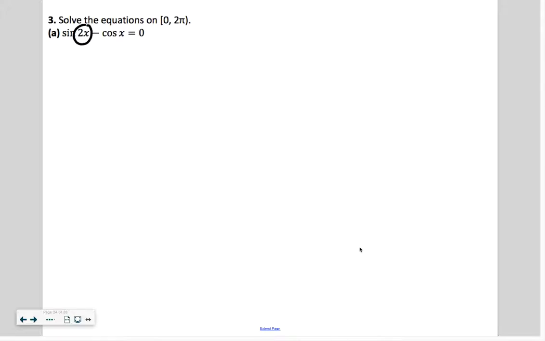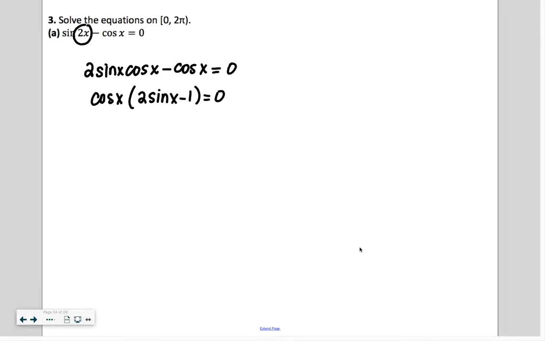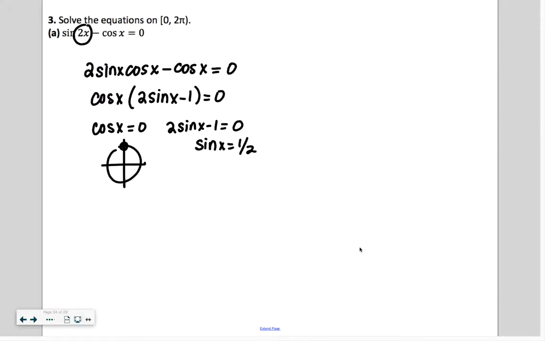Okay, so we're going to change this, sine of 2x. So it's 2 sine of x cosine of x. Right, we change it into its double angle form. When we do that, we see we have a GCF of cosine of x. So we have cosine of x times 2 sine of x minus 1 equals 0. And we set each piece equal to 0. So we have sine of x is equal to 1/2, and we have cosine of x is equal to 0. So cosine is equal to 0 at pi over 2 and 3 pi over 2.